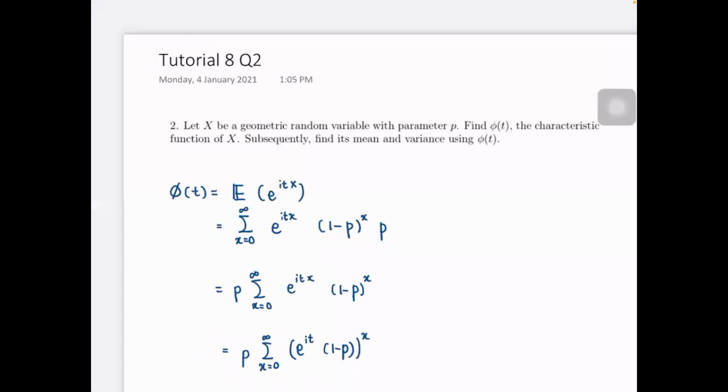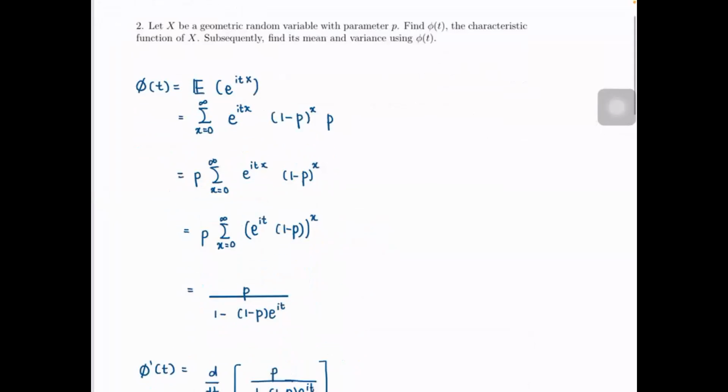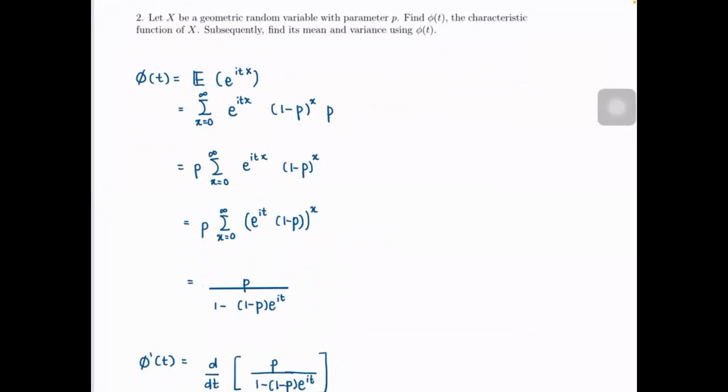Now? Yes. Okay. For question number 2, we let X be a geometric random variable with parameter p, then we need to find the characteristic function of X. So we find the characteristic function by the expectation of e^(itX), the summation over x equal to 0 to infinity of e^(itx) times (1 minus p)^x times p.